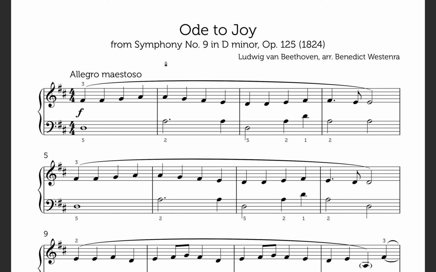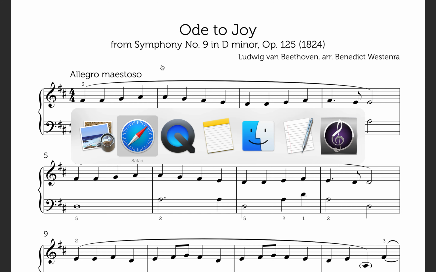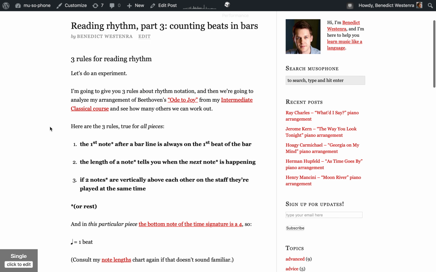In this video, we're going to work out where the beats go in my arrangement of Beethoven's Ode to Joy from my intermediate classical course. And in doing so, we're going to hopefully work out as much about rhythmic notation in general as possible just by studying this one score. And we're going to start with just 3 rules about rhythm which apply to all scores.